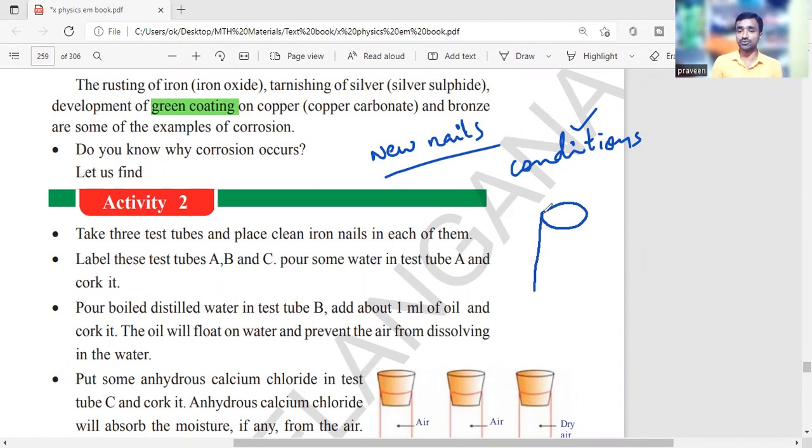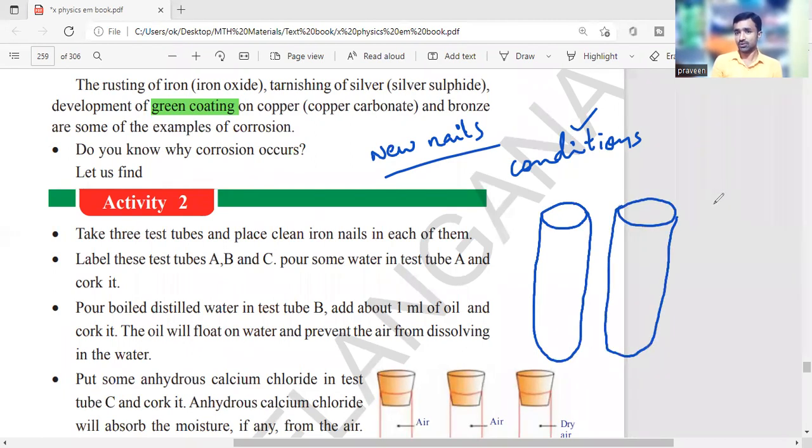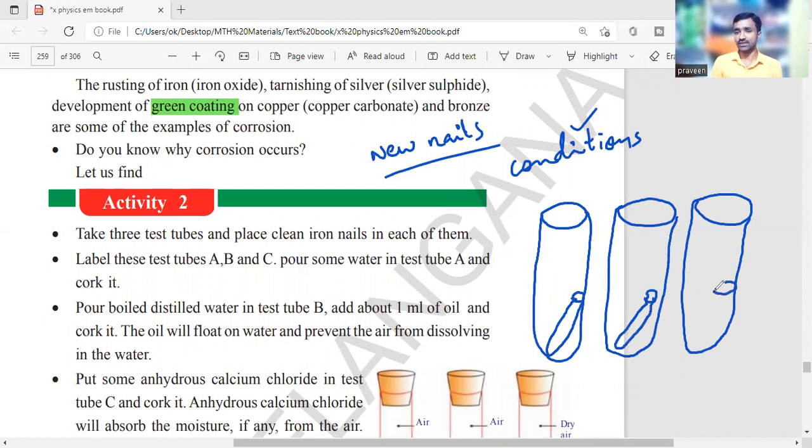three boiling tubes here. Three boiling tubes. So here, taking the three boiling tubes, you are creating the different conditions, right? So drop two or one iron nail into each, a new shiny iron nail into each test tube.